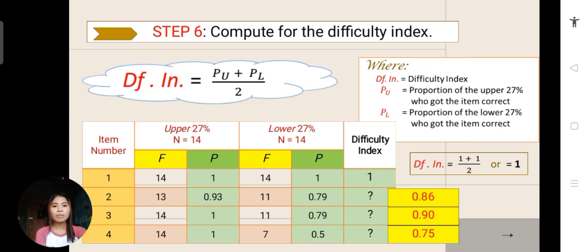And in item 3, we have 1 added to 0.79 divided by 2 is equal to 0.90. And in item 4, we have 1 plus 0.5 divided by 2 is equal to 0.75. Note that in computing for the difficulty index, what we only need to do is to substitute all the given proportion values in each item to the formula.